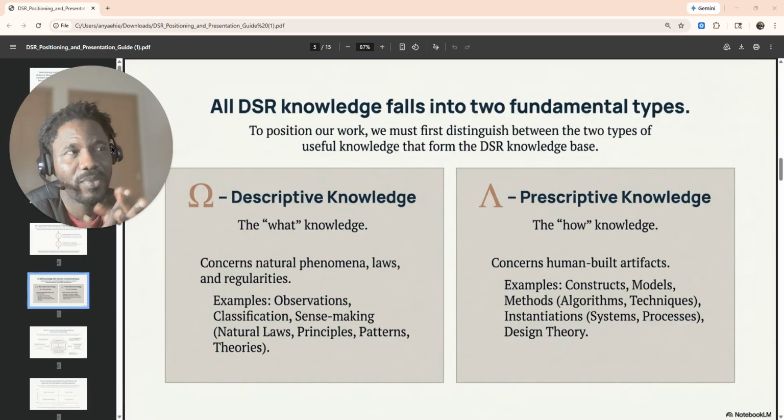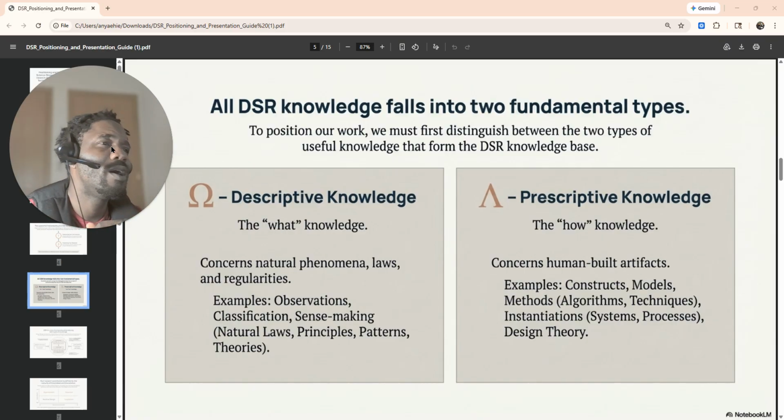What is descriptive? Now, descriptive is, as the name implies, describing something. It concerns natural phenomena. More like in social science, we are creating theories. We're trying to describe the way things work in the real world. In natural laws, we come up with the laws of physics. We're describing things. You observe and you describe. That's descriptive knowledge, the kind of knowledge you use in the behavioral science. So you're trying to describe.